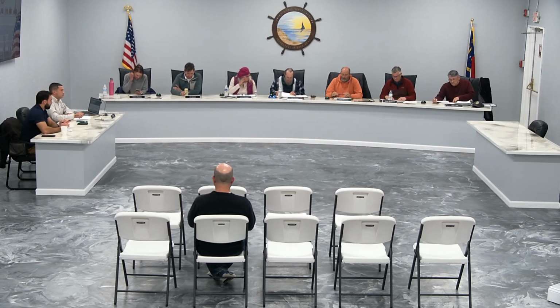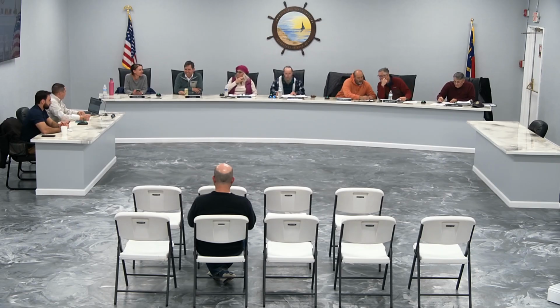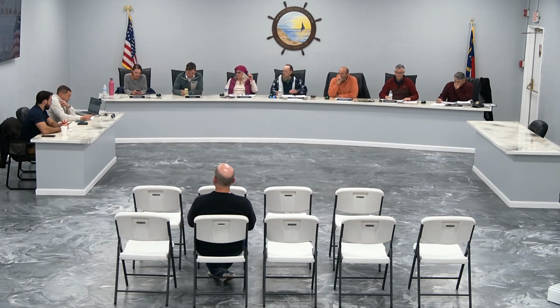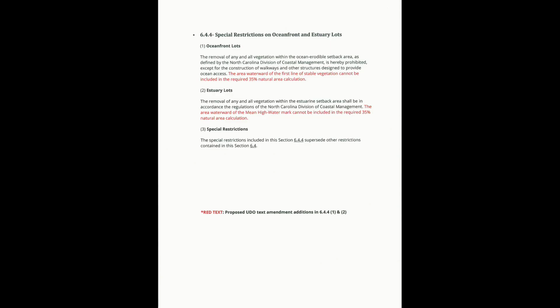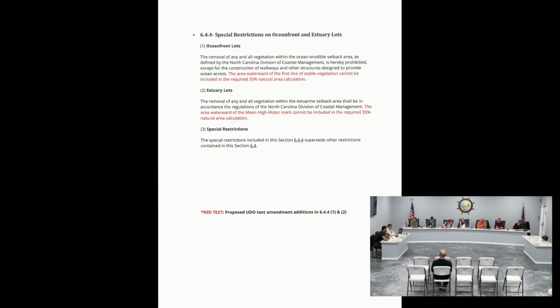Okay, number 5, action items. I think everybody's aware of what this is, so I'm going to hand it over to John to explain it. Yeah, so we have an action item, the first one in 6 months. We are proposing a UDO amendment, a text amendment in 6.4.4, 1 and 2 of the ordinance, to include text stating that the area waterward of the mean high water mark and first line of stable vegetation are not allowed in the required 35% natural area calculations.